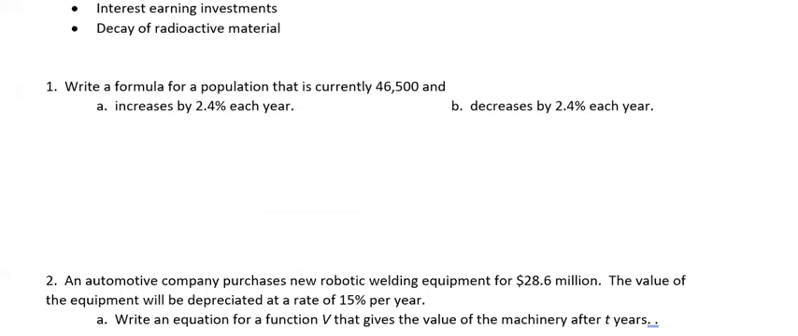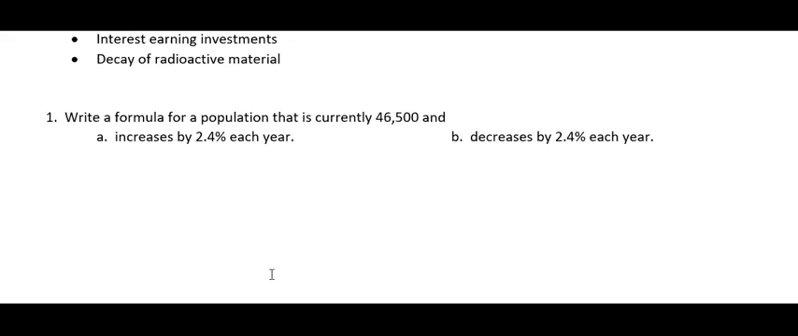So let's write a formula for a population that is currently 46,500, and we want to increase by 2.4% each year. So this would be an example of a population growth. So we have 46,500 initially, and we want to increase by our 2.4%. So we have to think about this. If our population was going to stay as it was, we would have 100% of our population. So 100% of our population would stay as 46,500.